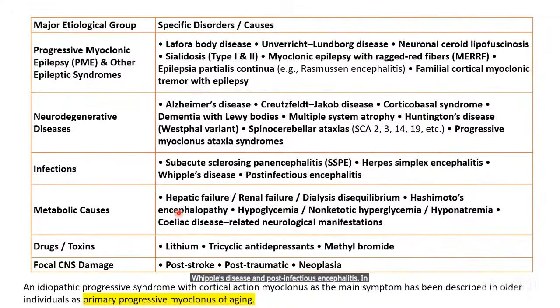In metabolic causes, we can see hepatic failure, renal failure, dialysis disequilibrium, Hashimoto's encephalopathy, hypoglycemia, non-ketotic hyperglycemia, hyponatremia, and celiac disease-related neurological manifestations. Drugs or toxins such as lithium, tricyclic antidepressants, and methyl bromide, and focal CNS damage like post-stroke, post-traumatic, or neoplasm. And one more thing I've seen is an idiopathic progressive syndrome with cortical action myoclonus as the main symptom, described in older individuals as primary progressive myoclonus of aging.